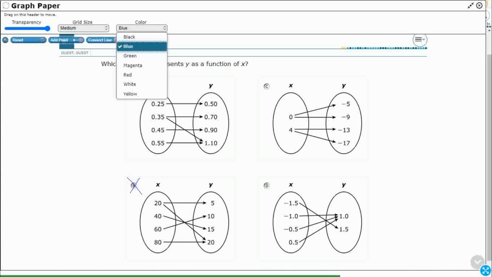So let's look at C. Well, look, I could see C is going to have 0, -5, and 0, -9. That's not going to work either. So let's double check D.